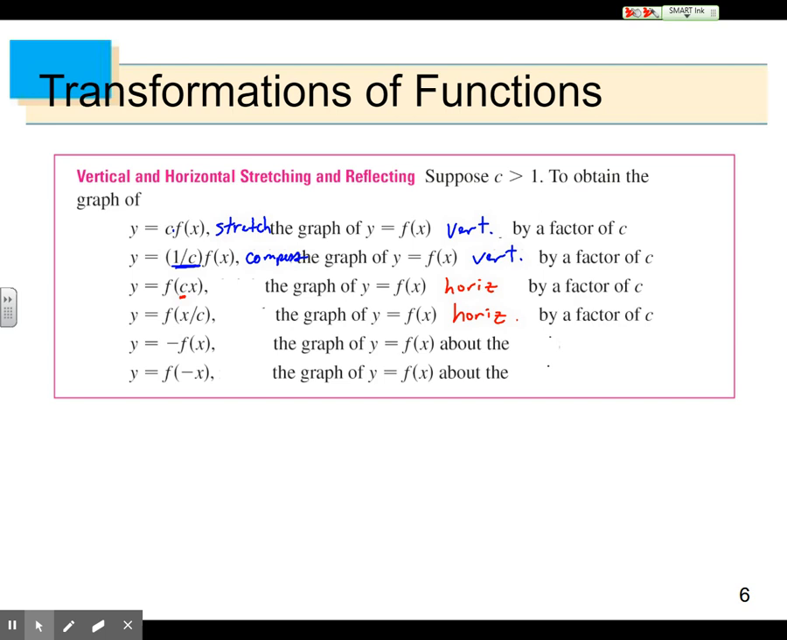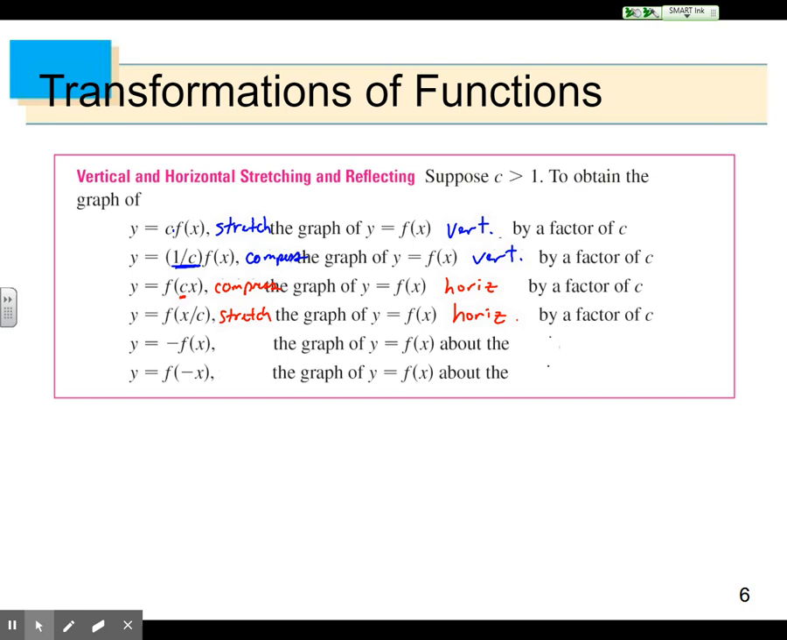So I'm thinking about multiplying it. It should make it bigger, but it does the opposite, so it actually compresses. And if I use a fraction here in front, a fraction between 0 and 1, it's actually going to stretch it. And then we have some reflections.